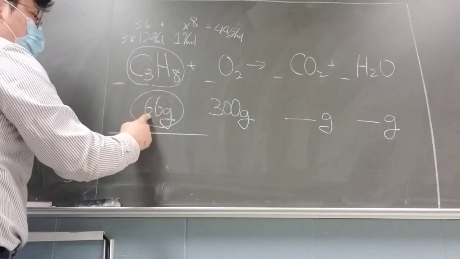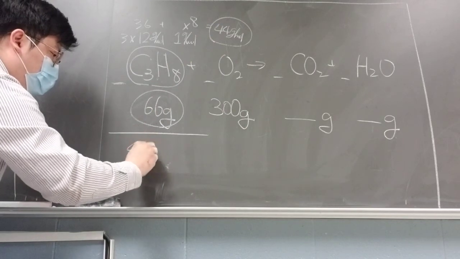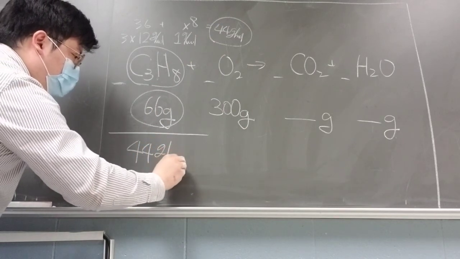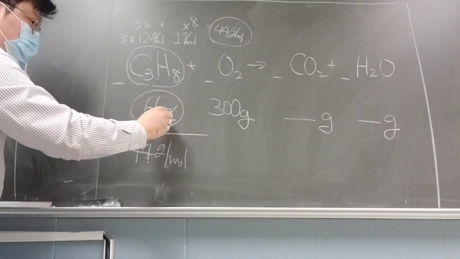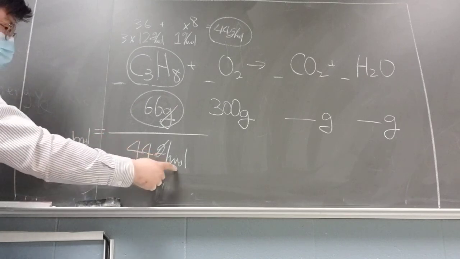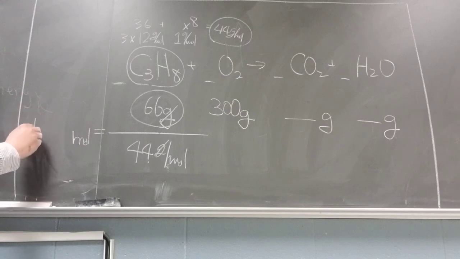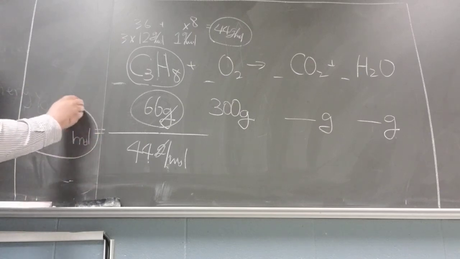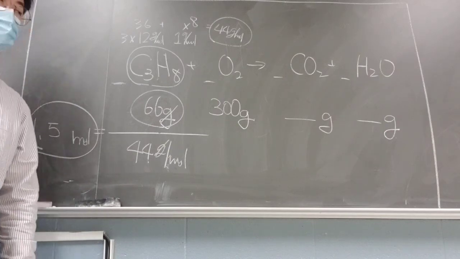But if you divide this number by the molecular weight, which is 44 grams per mole, okay? If you look at this one over here, the unit for the mass will be canceled, and then you get a number in moles, okay? Because moles is the denominator of the denominator. So approximately, you're going to get about 1.5 moles of propane when you have 66 grams of it. Okay? So that's what it means.